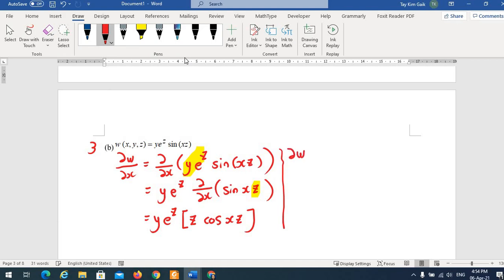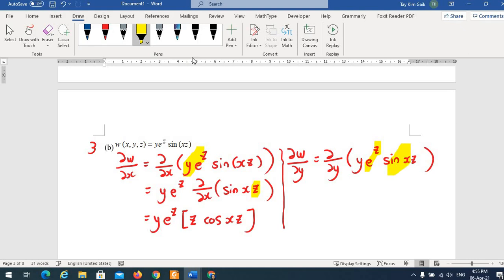If you want del w del y, so it's del del y of y exponent z sin xz. When del del y, exponent z is constant, sin xz is also constant, because it doesn't have the y term. Then you can factor out the constant terms, so you have e exponent z sin xz, and then you del del y of y. Del del y of y, the answer is 1. That's why the answer is e exponent z sin xz.